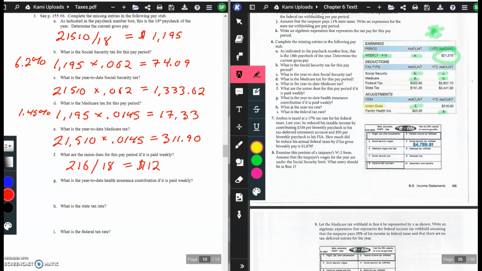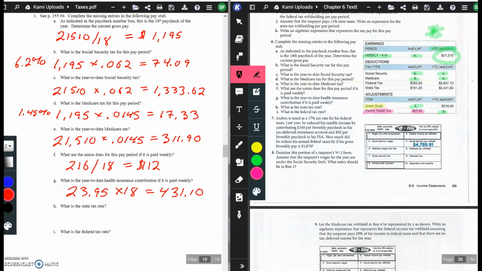Part G. What is the year-to-date health insurance contribution if it's paid weekly? Okay, so here you have your family health insurance. The amount on this paycheck was $23.95, so you're going to take $23.95, and instead of dividing it, we're going to multiply it to find the year-to-date. So times 18 gives you a dollar amount of $431.10.